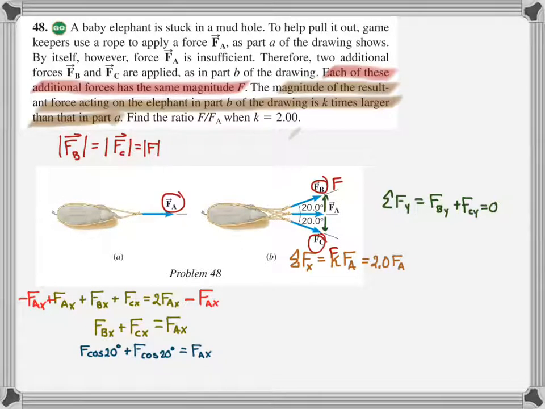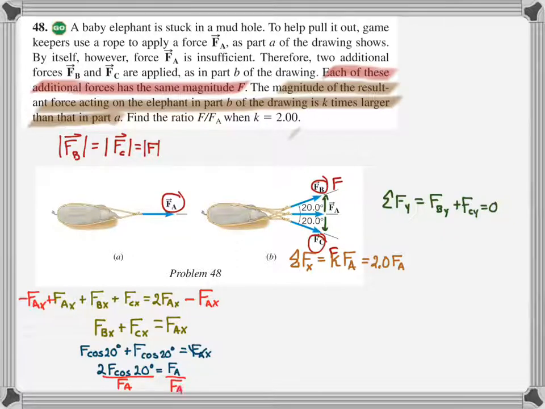Now the way you find the x component of B is you take the magnitude, which is what they told us is F, times cosine of 20 using trig, plus the magnitude F cosine of 20 will give you the x component of C, and when you add them together you should get the force A. So when you clean it up, F cosine 20 plus F cosine 20 equals 2F cosine 20 equals Fa.